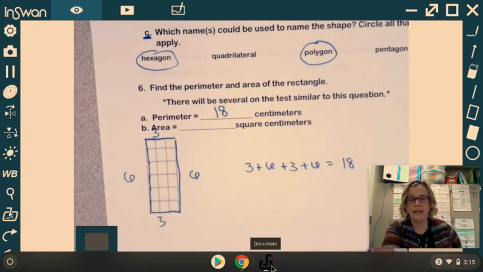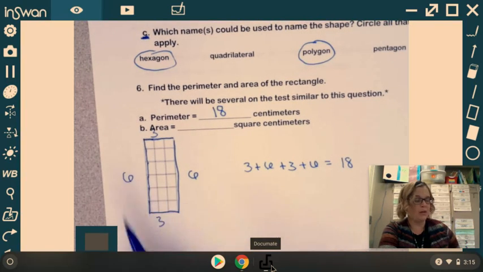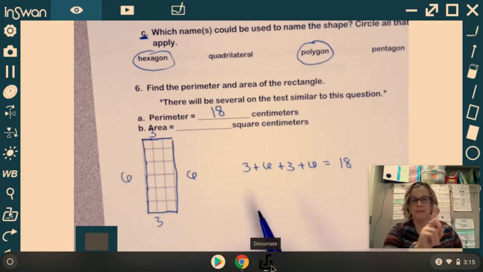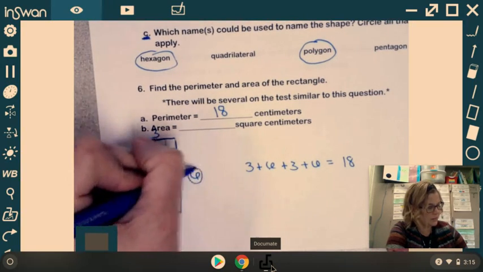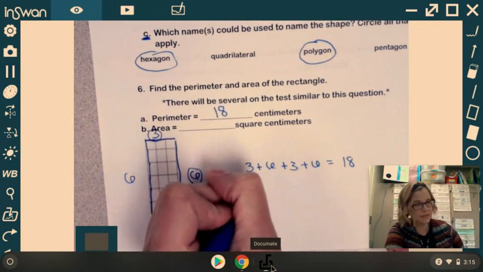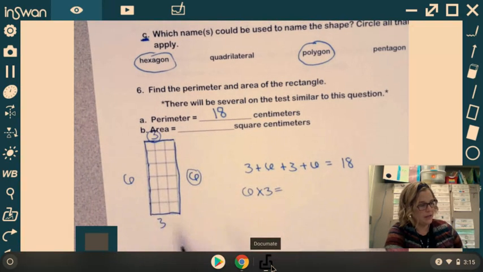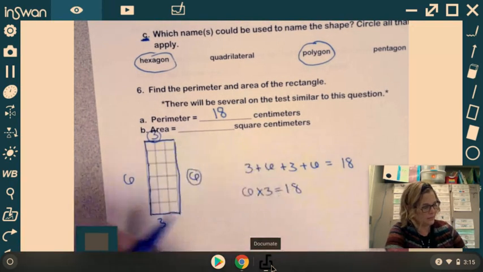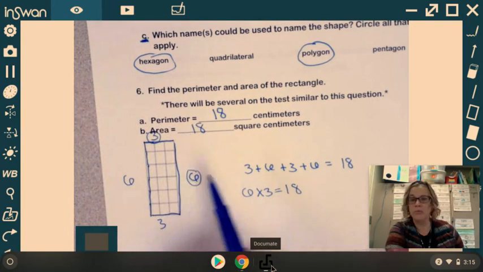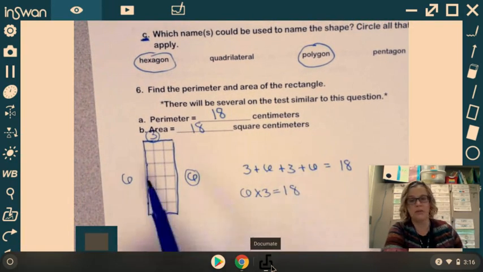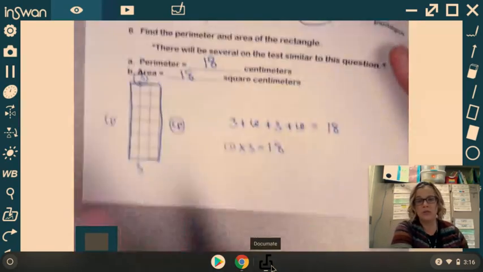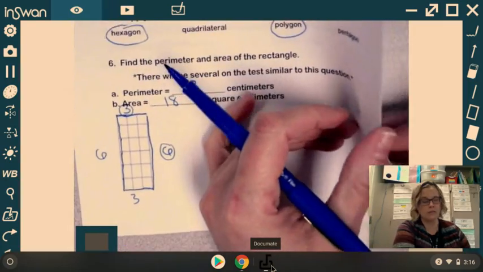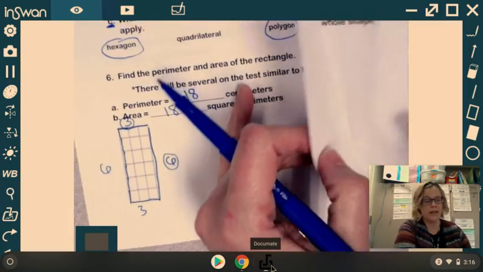Now I need to find the area. I could count my dots, but I want to use a number model. What is the space inside the perimeter? I take my length times my width, so I have 6 times 3, and that is 18. 18 is a popular number on this page. 18 square centimeters, because there are square centimeters in here. Remember, on the test, there will be multiple of these ones. So you'll be finding the area and the perimeter of many things.